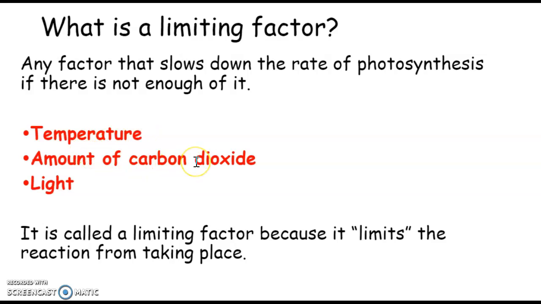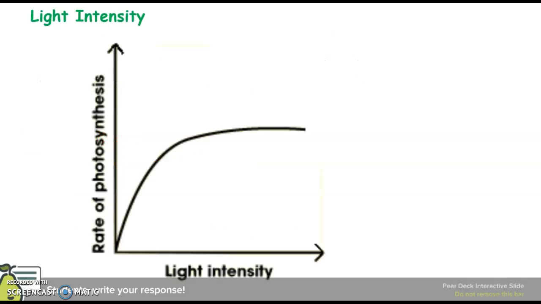Carbon dioxide, because it's such a small amount of the atmosphere, like 0.04% of the atmosphere is carbon dioxide. And obviously light. If we don't have any light, we can't have any photosynthesis. We call them a limiting factor because it puts the brakes on the reaction. It slows it, or stops it from happening, basically. So it's a limiting factor. Okay.